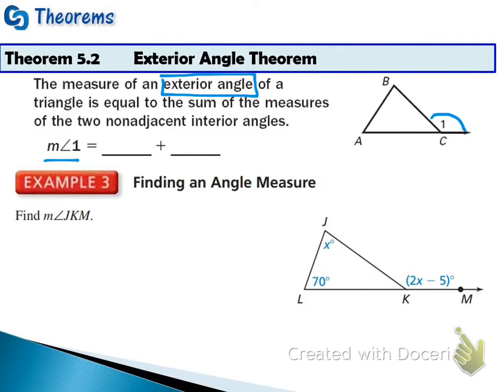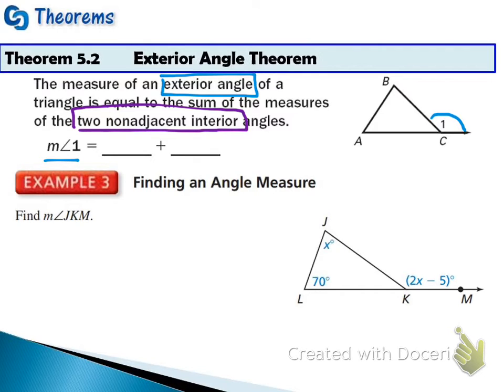is equal to, so with a second highlighter, is equal to the sum. So what are we doing here? Adding. Okay, the sum of the 2 non-adjacent interior angles. And we're going to highlight them. So I guess 2 is fine.